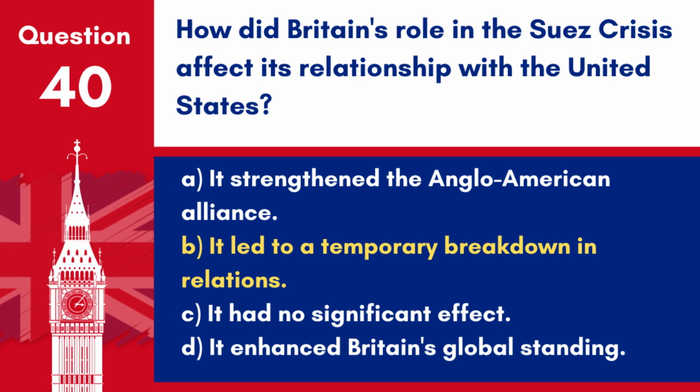Answer: B. It led to a temporary breakdown in relations. Britain's involvement in the Suez Crisis in 1956 without American approval strained relations between the UK and the USA, highlighting the limits of British power and its reliance on American support.